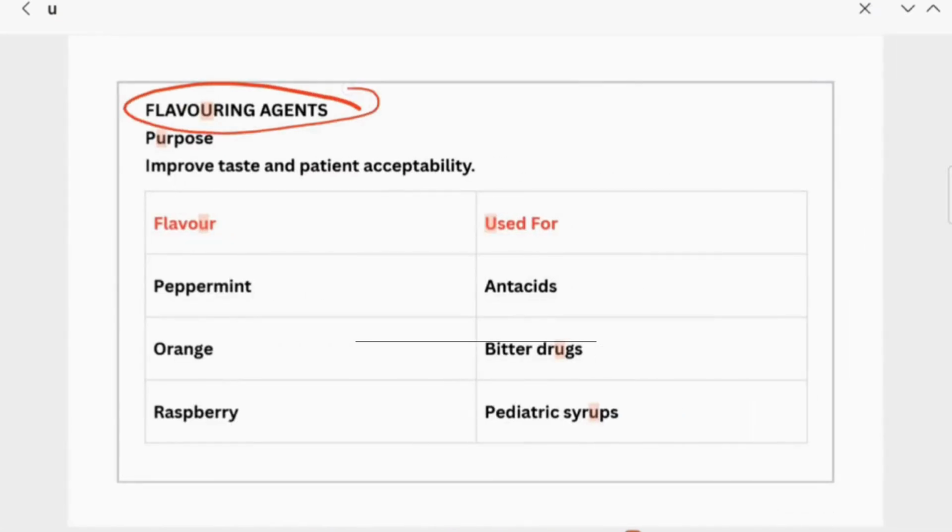Flavoring agents are mainly added to improve the flavor, or you can say the smell. Like we use peppermint in case of antacids. We use orange oil, especially in case of bitter drugs. Then raspberry, in case of pediatric syrups.